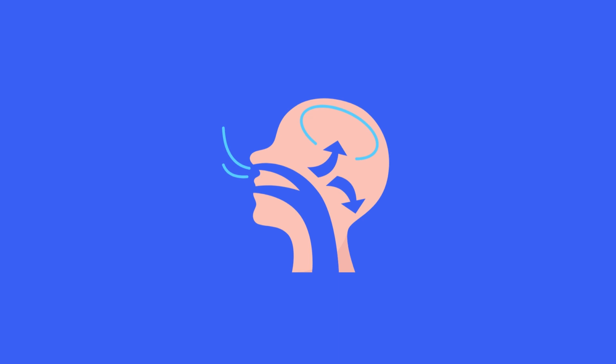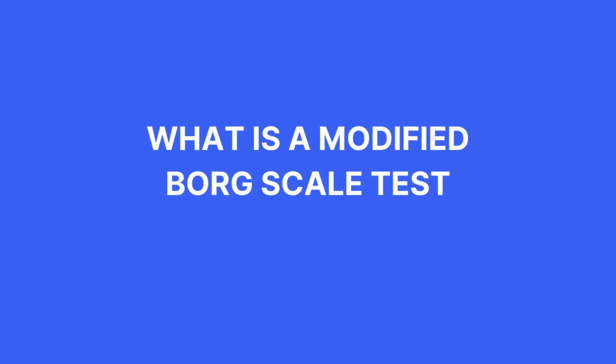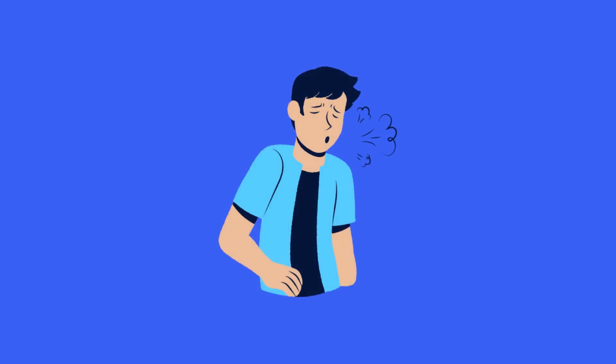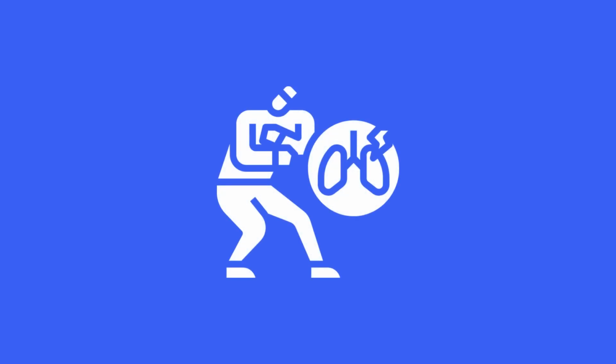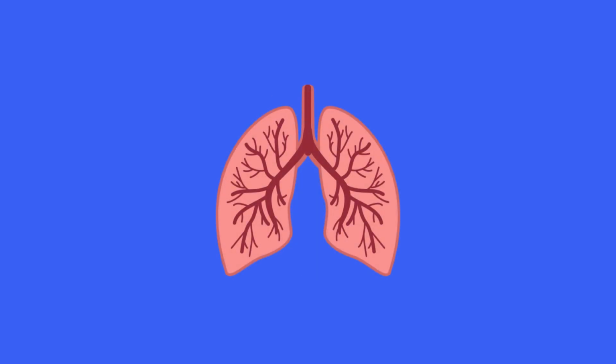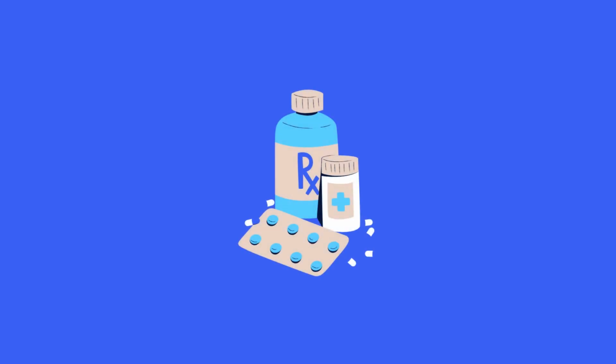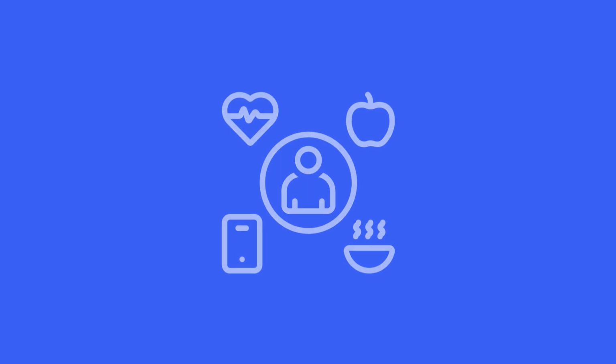What is a Modified Borg Scale test? Dyspnea, also known as shortness of breath, is a condition where a person feels difficulty breathing or an uncomfortable sensation of tightness in the chest. Various conditions, including asthma, pneumonia, and other lung diseases, can cause it. This is in addition to physical exertion, such as running or intense exercise. Treatment typically focuses on the underlying condition causing it and may include medications, lifestyle changes, or oxygen therapy.